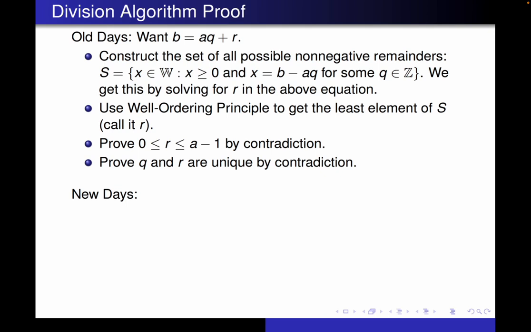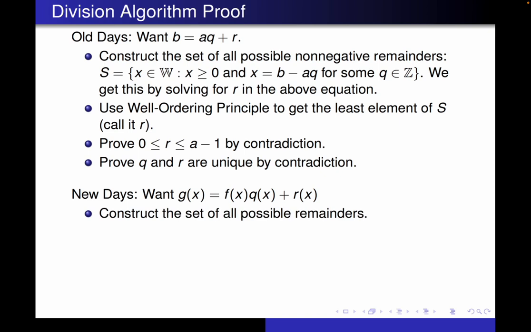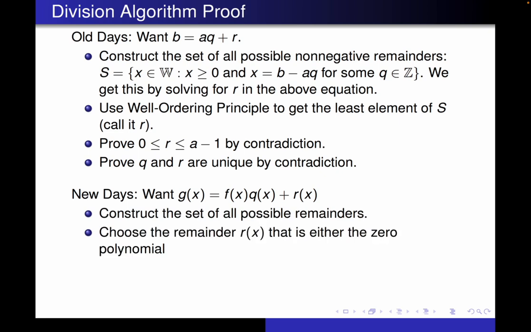So now what are we going to do in the new days? Well, we want g of x equals f of x, q of x plus r of x. So we want to construct the set of all remainders. We want to choose the remainder r of x that is either the zero polynomial, that would be preferred, or has the smallest degree among all the remainders.